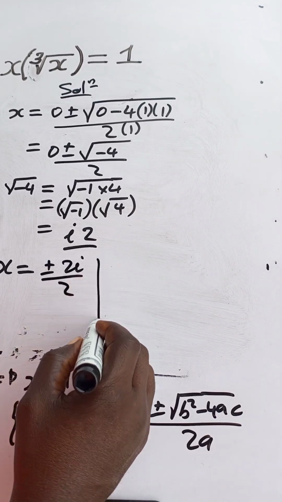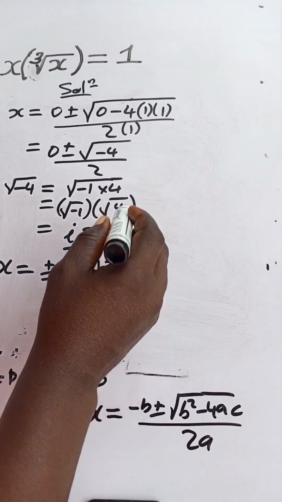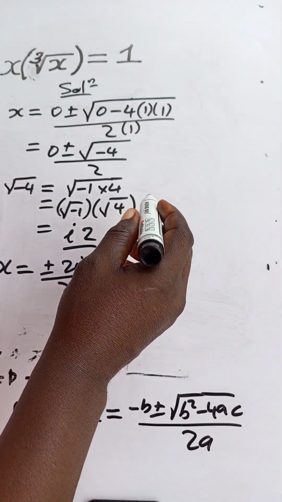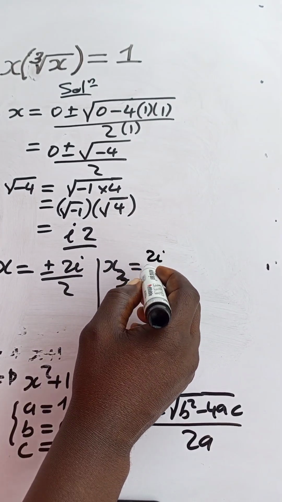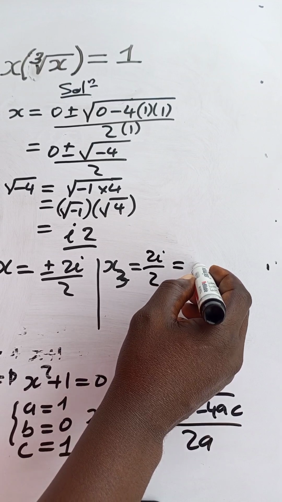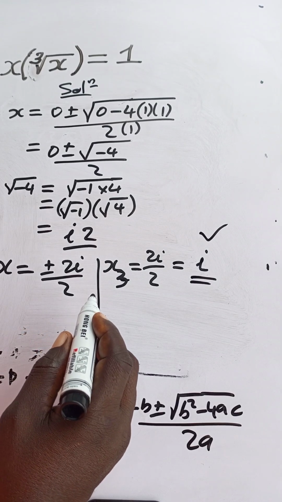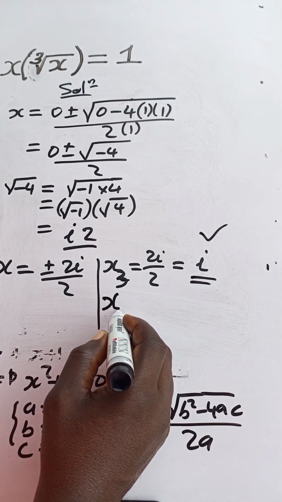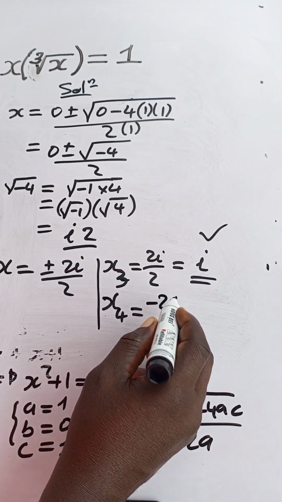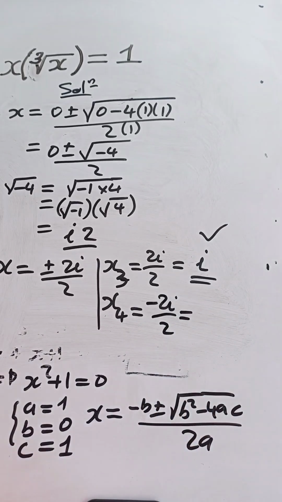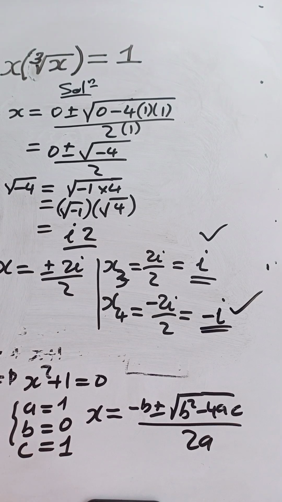All right, which therefore means that our third value for x, because we already had two values earlier, x equals 1, x equals minus 1. This is our third value of x. We take the positive, which will be 2i all over 2. That will give us i. So our third solution is the number i. Then our fourth solution will be, we take now the minus here, the negative. We're going to have negative 2i all over 2. That simply gives us negative i. So our fourth solution is the value negative i.